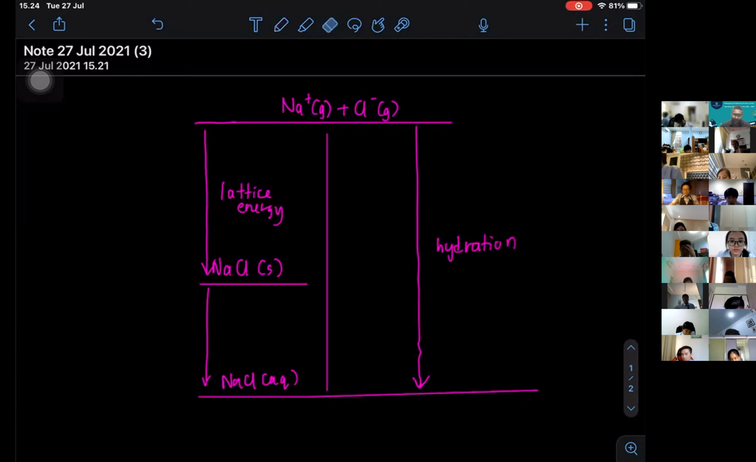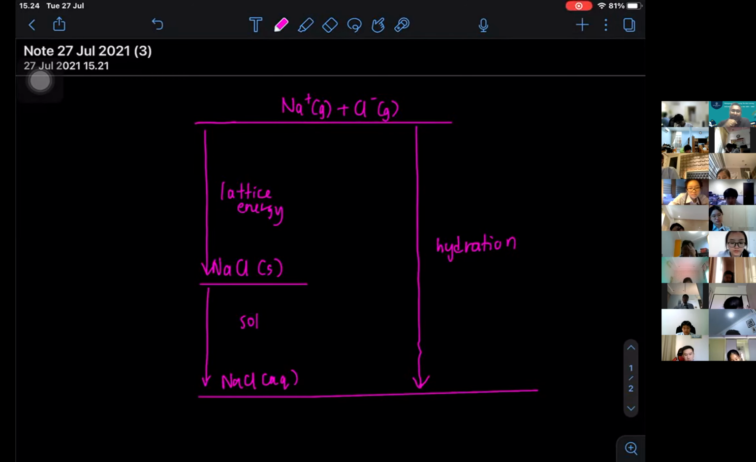And now you can ignore this center line. This is how you draw that line. Yeah, hydration is going to be the same as lattice energy plus your solution. Okay, so this one, if you are good at this, you will remember that formula already by heart.